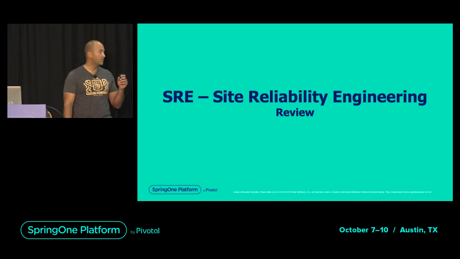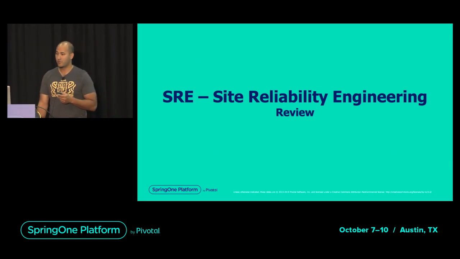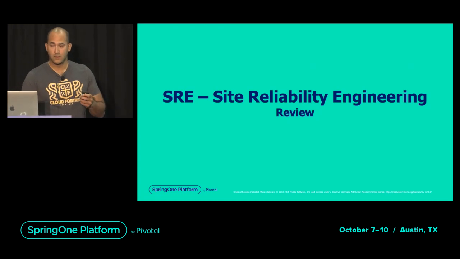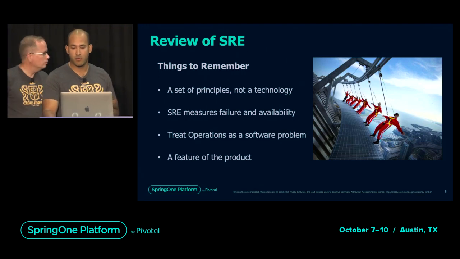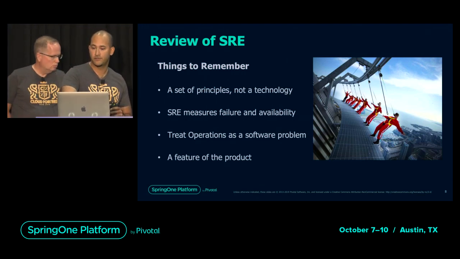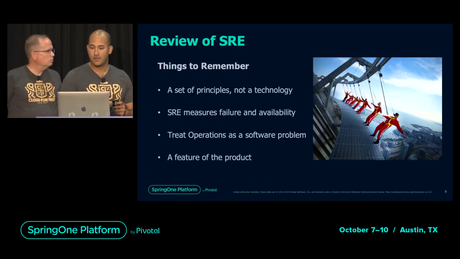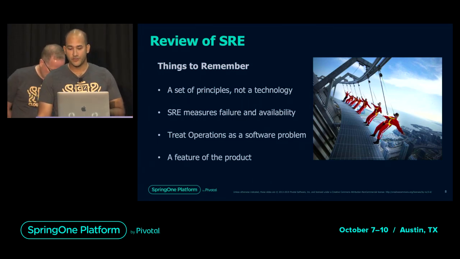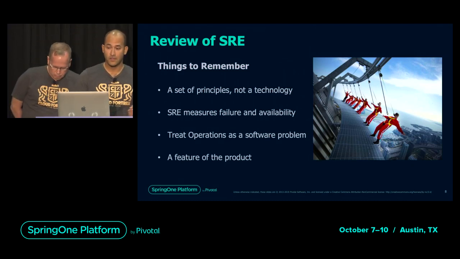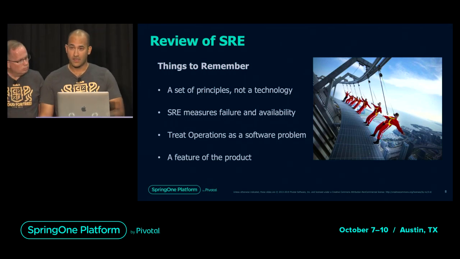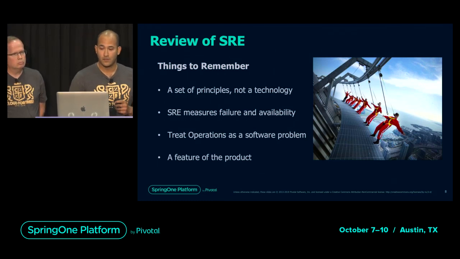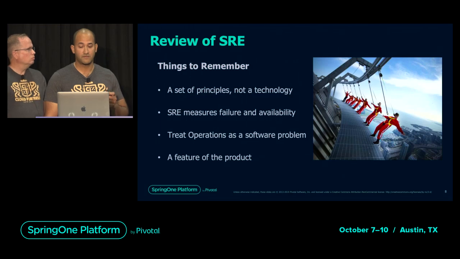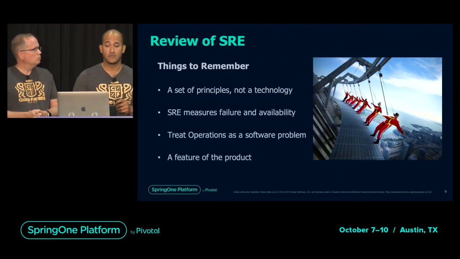Just to go over a quick review of SRE and how we interpret it. So SRE, or Site Reliability Engineering, is defined by Google as a practice that includes aspects of software engineering to solve IT operations problems. Its goal is to measure and maintain user happiness through ensuring platform availability and the release of new features and enhancements. As such, it must be considered a feature of the product. SRE, as mentioned, is a set of principles defined by Google in their SRE book, and SRE is not a technology.